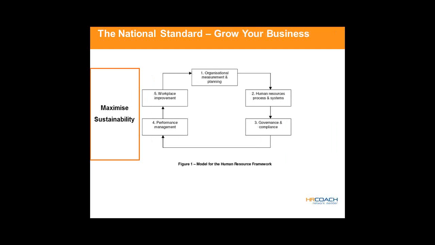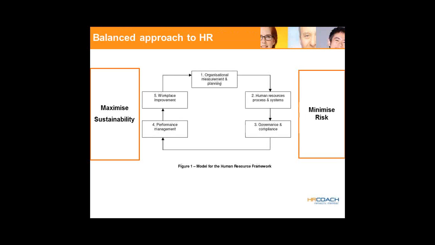The ones on the left are the people-based things. Performance management, of course, is the staff. The workplace improvement is your customers, suppliers, etc. These things are what quite a lot of businesses don't have, and this is the stuff you use to maximise the sustainability of your business. This keeps people loyal, keeps people interested. It also engages your workforce with your business to help it grow, and of course your customers as well. So a balanced framework.